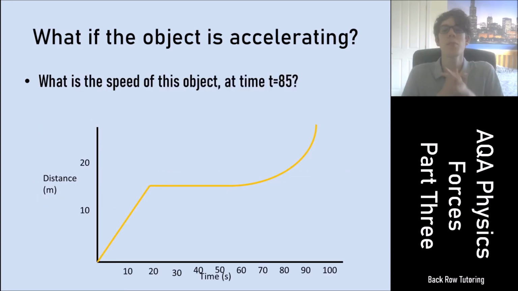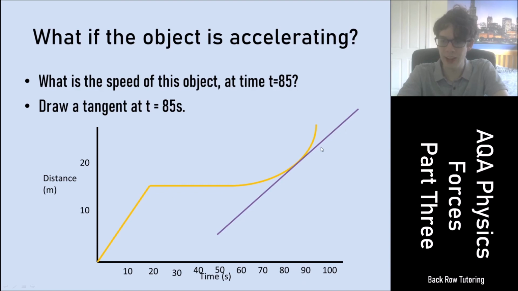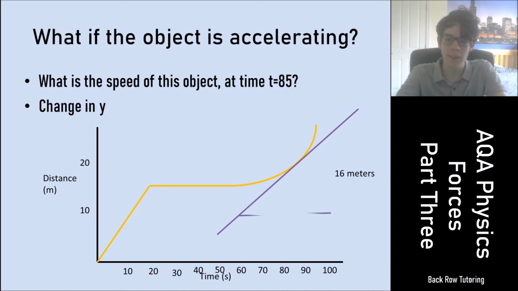So, what is the speed of this object at time t equals 85? Well, 85, that's somewhere around here. So we're going to draw on our tangent at this point. So the tangent only touches the curve at 85 seconds. Next, we're going to calculate the gradient, and to do that, we're going to draw in our little triangle and measure the length of each of the sides. So the change in y is 16 metres, and the change in x is 40 seconds.